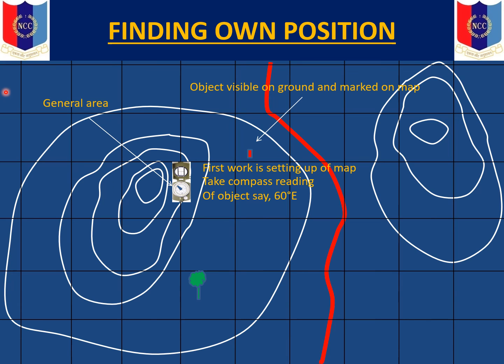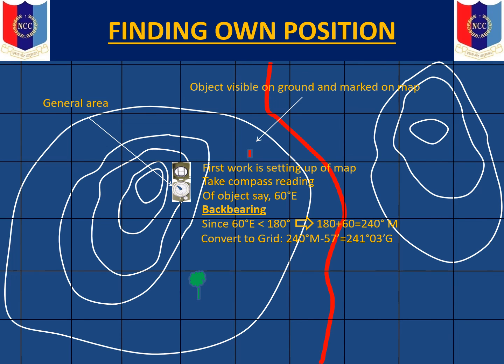After you have set up the map, you have to take the compass reading of the object. It can be a temple or a survey tree or any other important landmark, and say the magnetic bearing which has been found is 60 degrees east. Now the next step is to find the back bearing. As I've told you earlier, if the magnetic bearing taken from this place is less than 180 degrees, you add 180 degrees to that magnetic bearing to get the back bearing. So in this case the back bearing is 240 degrees.